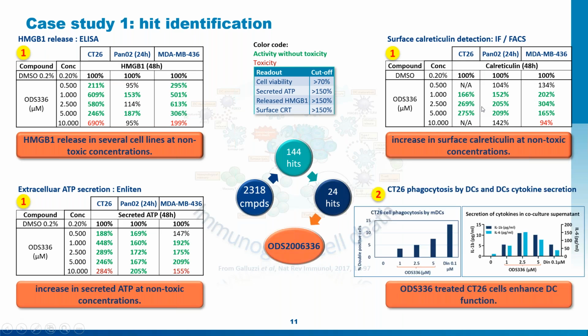And finally, what we've done is to test if this particular compound is able to increase phagocytosis of dying tumor cells by DC, and that's the result we have on the screen here, showing that we have DC positive for CD26 phagocytosis, and we have specific signaling from this DC.